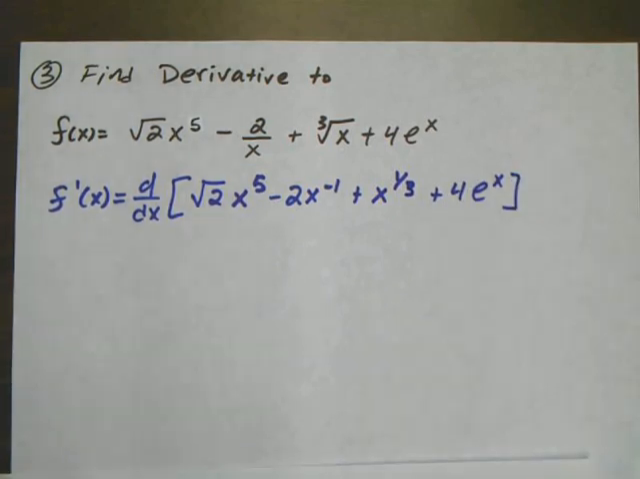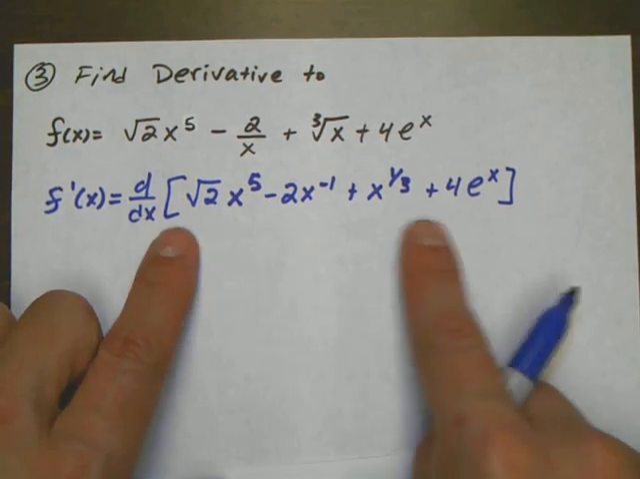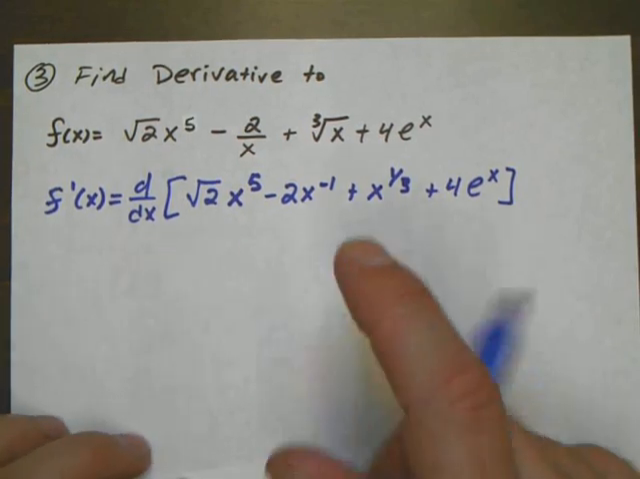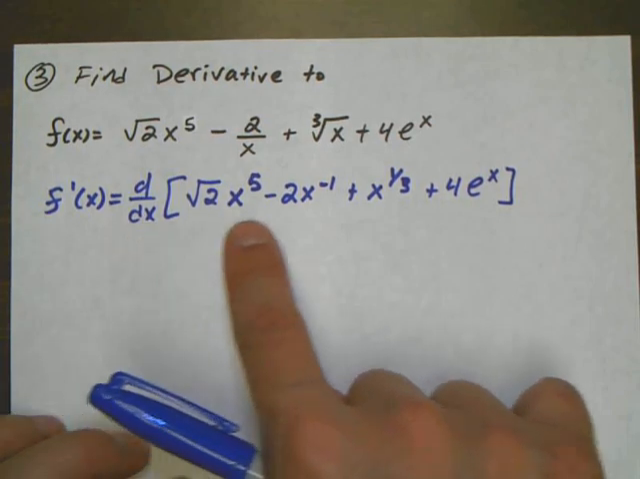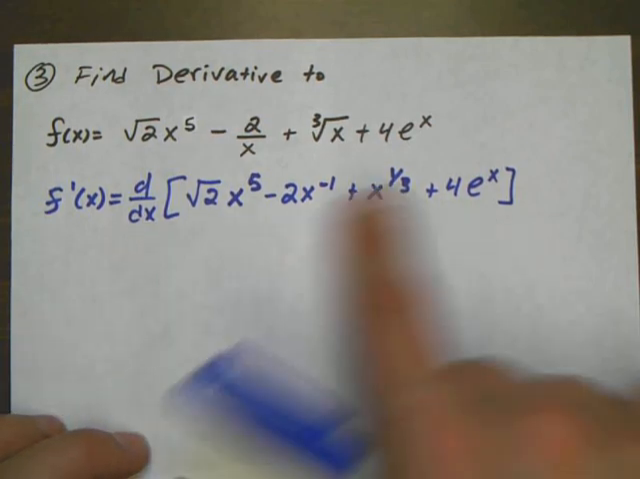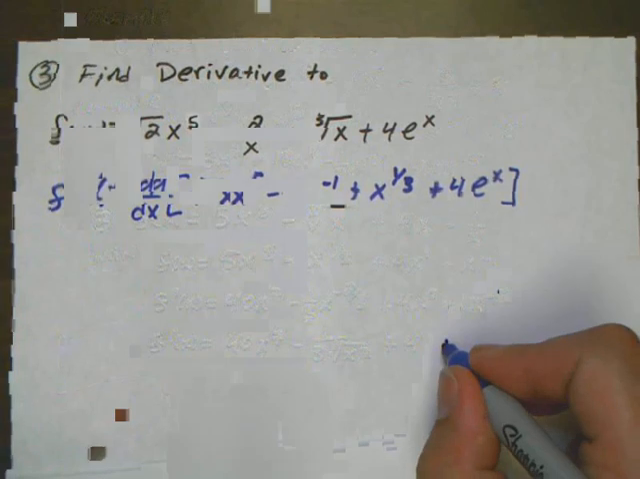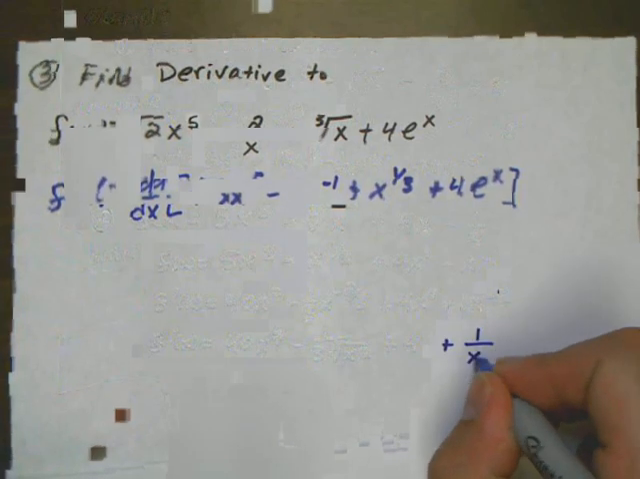Now I'll leave it for you to try this problem, and we'll go over the answer in class tomorrow. So if you can, on your own, find the derivative of this, and we'll go over the answer in class tomorrow. And this is going to be plus 1 over x squared. Alright.